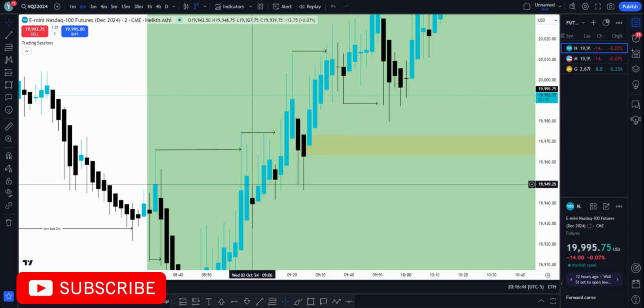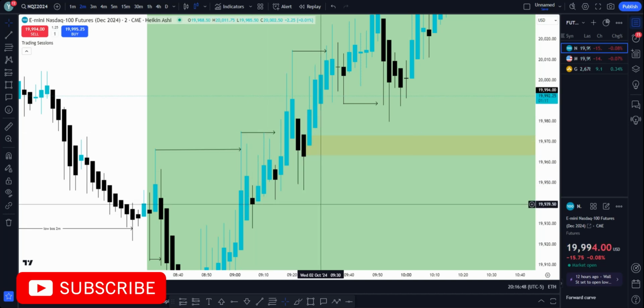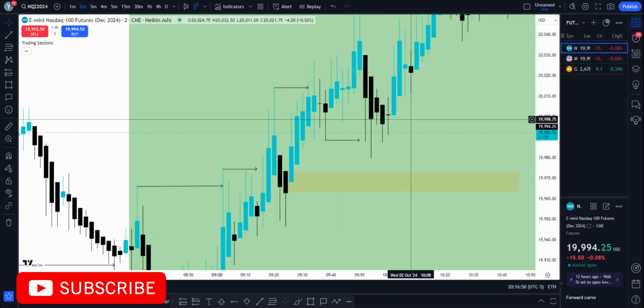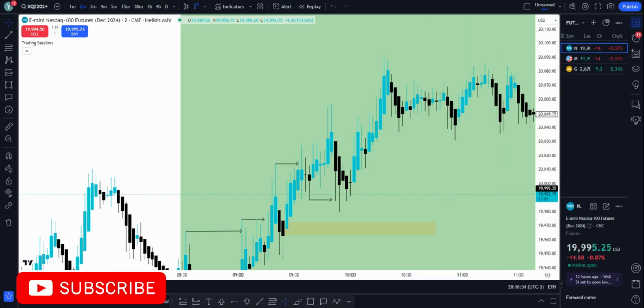So let's say you risk $200 on this trade, so you would have made 400 on the first trade, 400 on the second trade, so you're up $800. If you lose this, it's just $200. So regardless, you're still profitable as long as you have the profitable risk to reward.